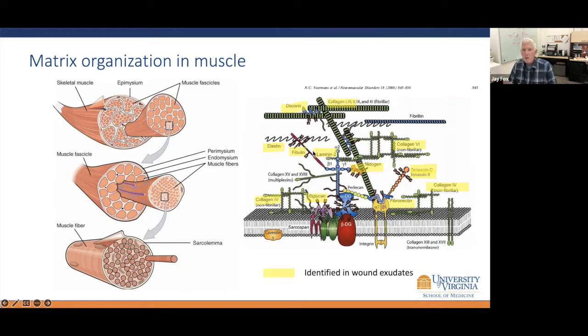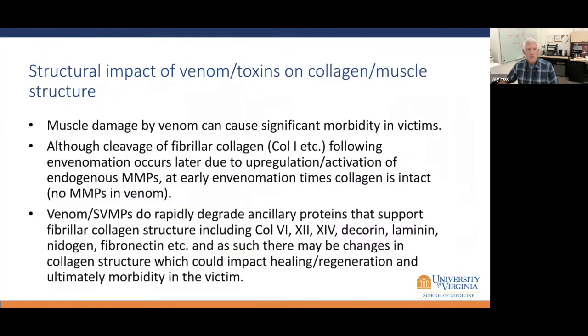To what effect? Well, we know ultimately there's necrosis of the muscle, there's disorganization of the muscle, and ultimately, in many cases, regeneration of the muscle, depending on the severity of the wound, as well as the type of venom that's injected. So in thinking about that, in other words, the impact of venom and or toxins on collagen and muscle structure, as I think you all are aware, muscle damage caused by envenomation is a point of significant morbidity in some victims.